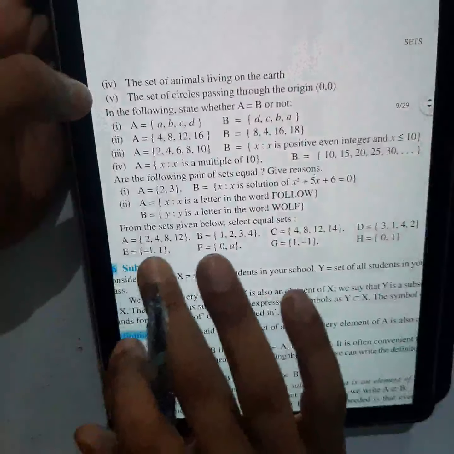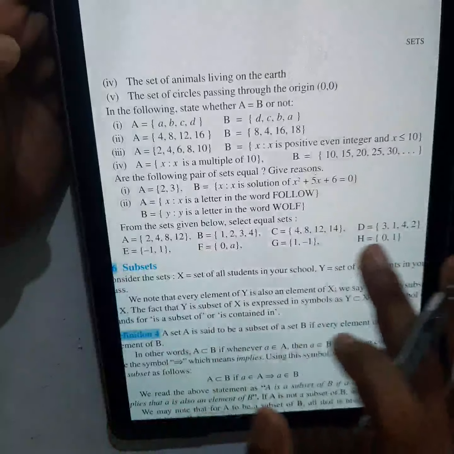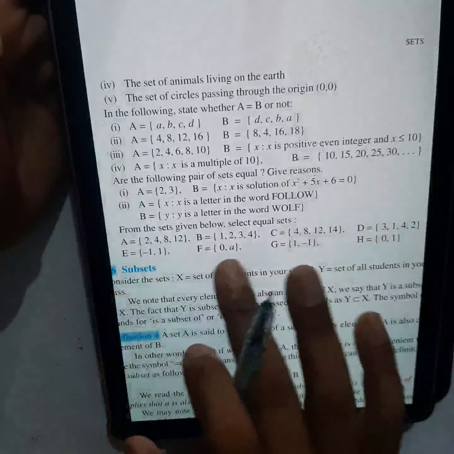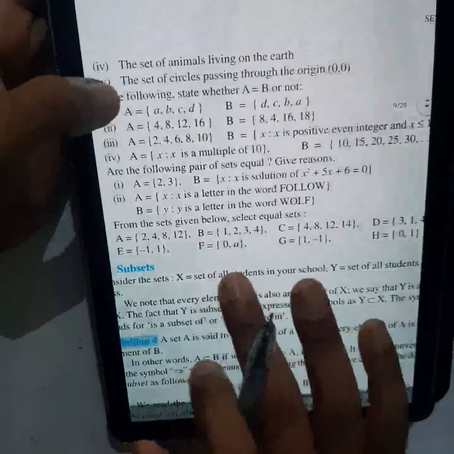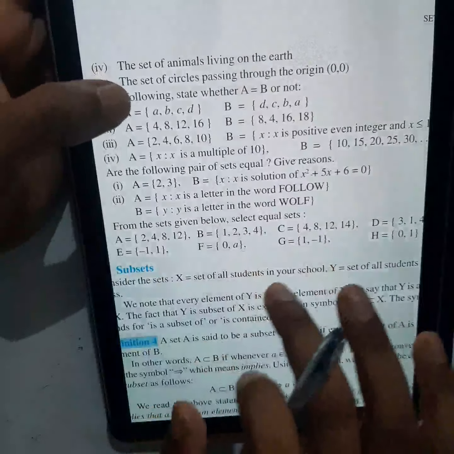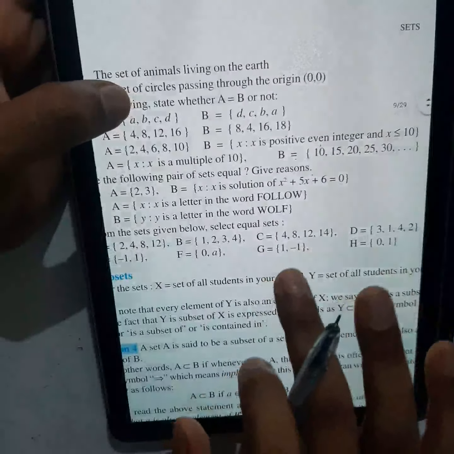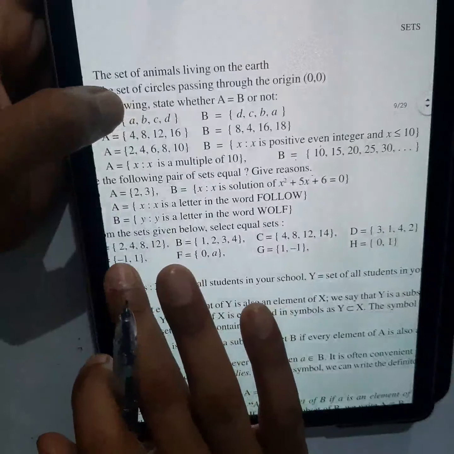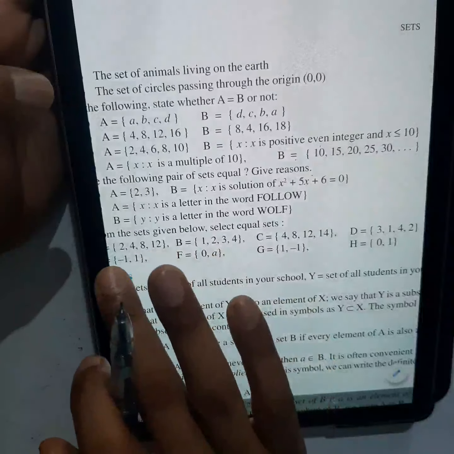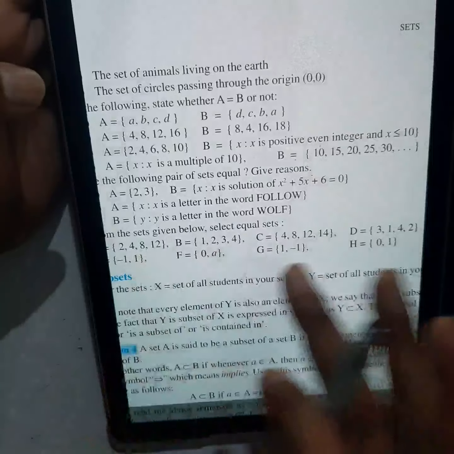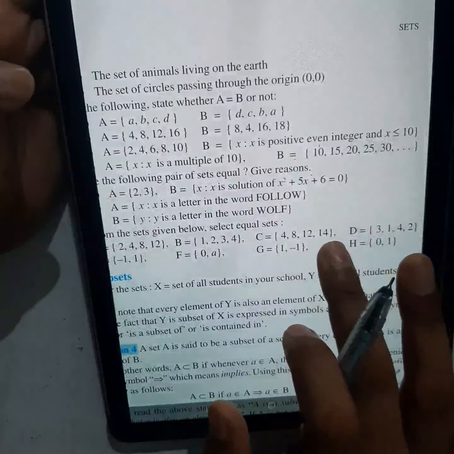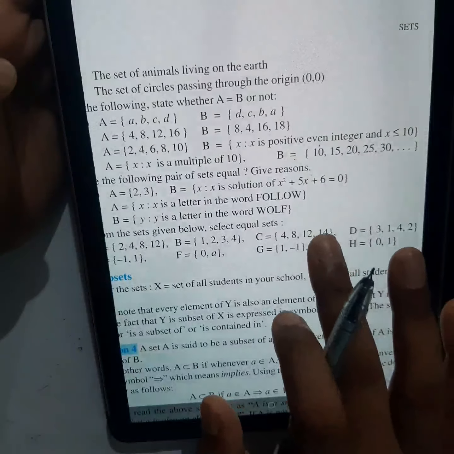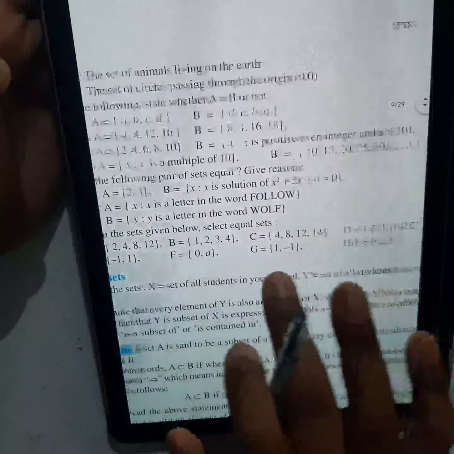So A, what are the elements? 2, 4, 8, 12. So you see whether there is any set where the elements are 2, 4, 8, 12. B does not have those elements. C does not have 4, 8. Here, what are the elements? 4, 8, 12. 4, 8, 12 is here also, but the other element is 14 here. So A and C are not equal.